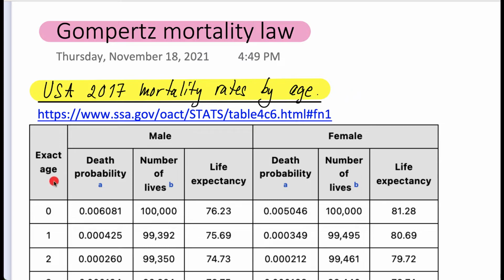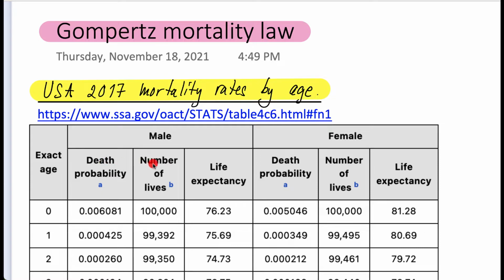So in the first column here, it shows the age, and then the rest of the table is divided into male and female. And the reason for this is simply because the mortality rates are quite different. So in this example, I will focus on the male mortality rates. And in particular, we will focus on this second and third column, the death probability and the number of lives.